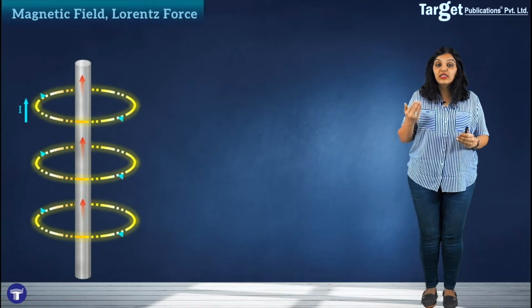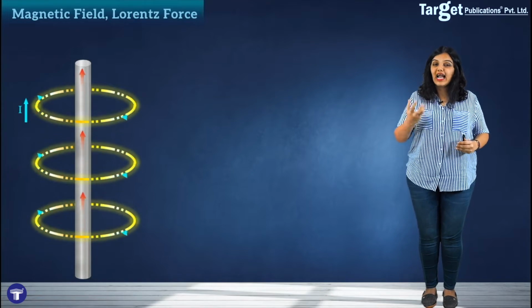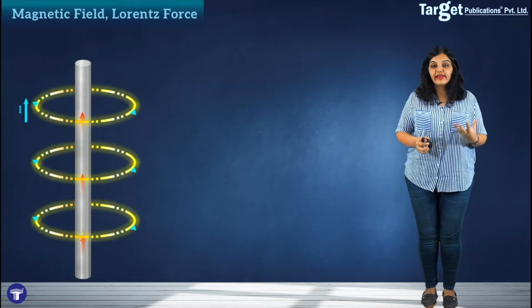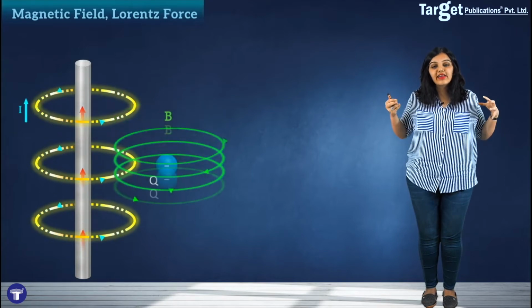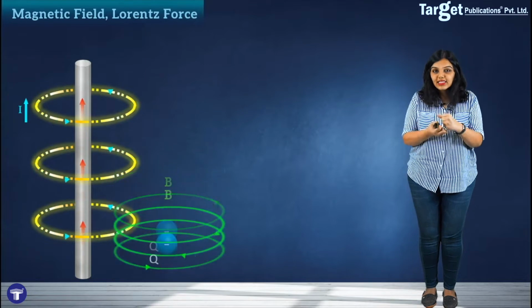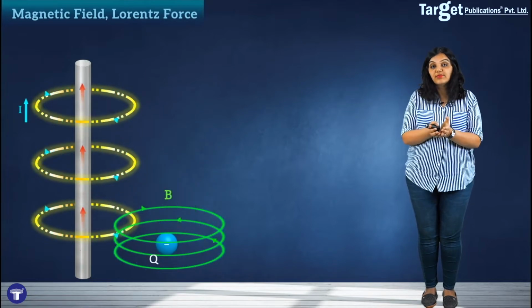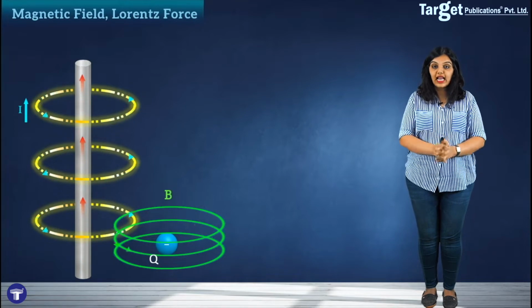And then of course we learnt that this current carrying wire had a magnetic field, and this moving charge also has a magnetic field, and it is actually the magnetic fields of these two that are interacting which is causing the moving charge to feel a force when it is placed in the magnetic field of the current carrying conductor.